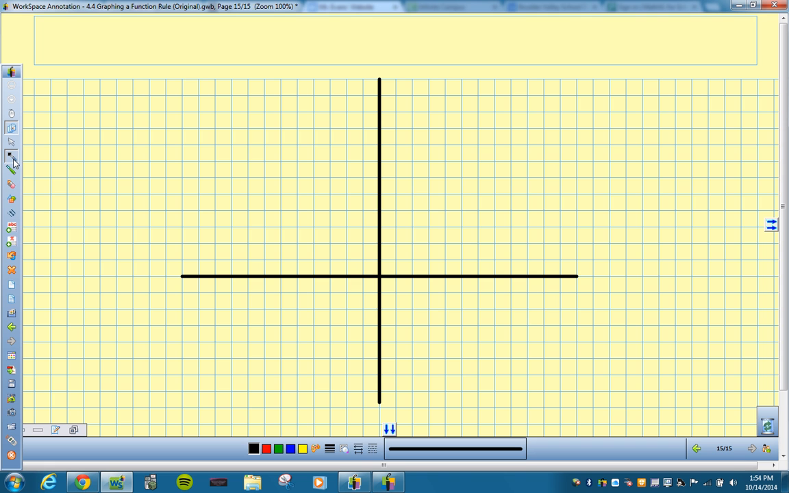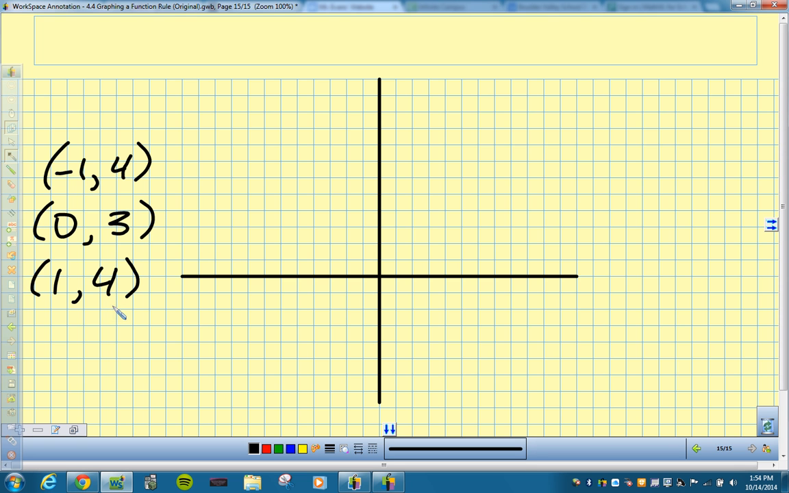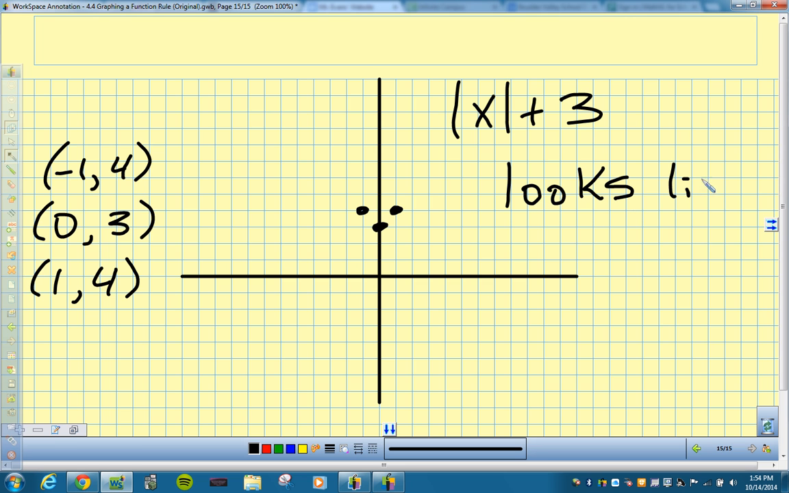Alright, so when we plugged in -1, what did we get? And we plugged in 0, we got? Plug in +1, we get 4. Okay. So we plug in -1, we get 4. We plug in 0, we get 3. And we plug in 1, we get 4. So because this is the absolute value of x plus 3, it's going to look like a V. Absolute value looks like a V. Most of you don't have problem making it look like a V, right? It's more the U's can sometimes look like a V. So you just draw it like that.